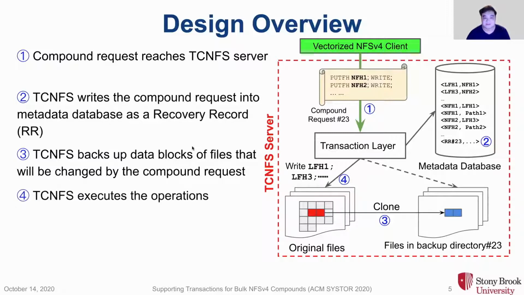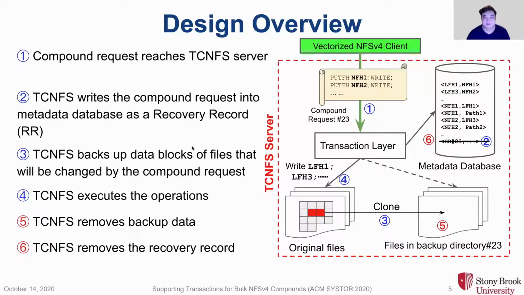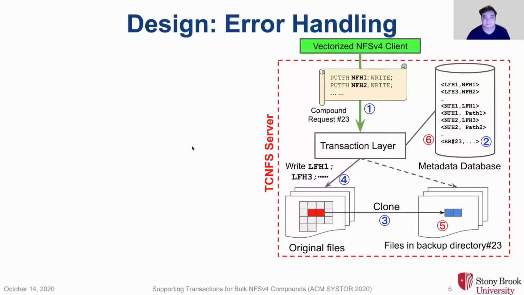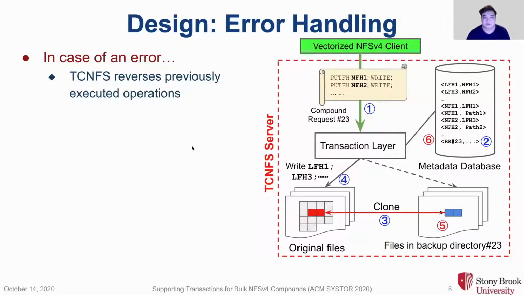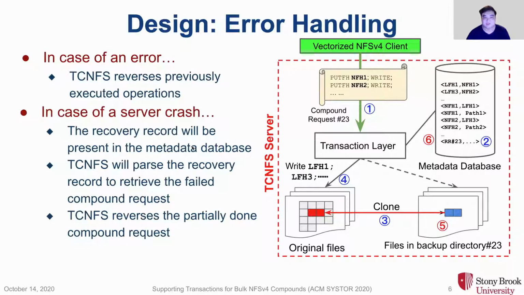Next, it executes the compound operations. And finally, after compound execution ends, it removes the backup data as well as the recovery record. If an error occurred during compound executions, Tcnfs will reverse the previously succeeded operations. If the server crashes while executing the compound, the recovery record will not be removed. So when it restarts, it will detect this and parse the recovery record to retrieve the compound request, and then reverses the partially executed compound.